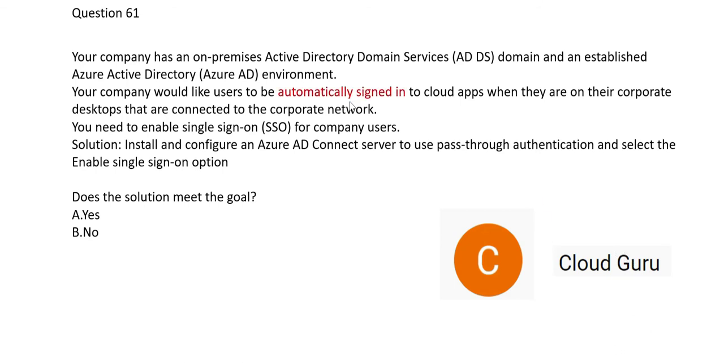So what it means is you have to provide a single sign-on solution, and the solution they have given is to install and configure an AD Connect server, which is perfect because you have Active Directory on-premises, and you also have Azure Active Directory, and they both need to be connected. So even if you are on-premises in the Tata Consulting Services corporate building, without providing the credentials you would be automatically signed in if you're accessing the cloud apps on the Azure platform. So that is the goal.